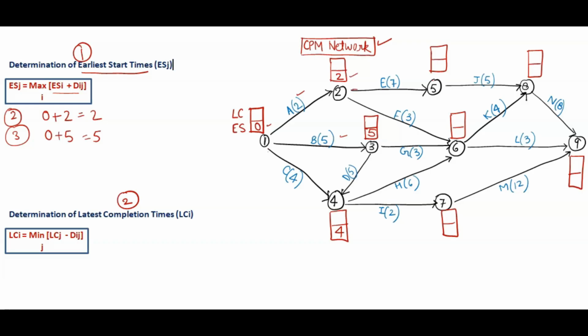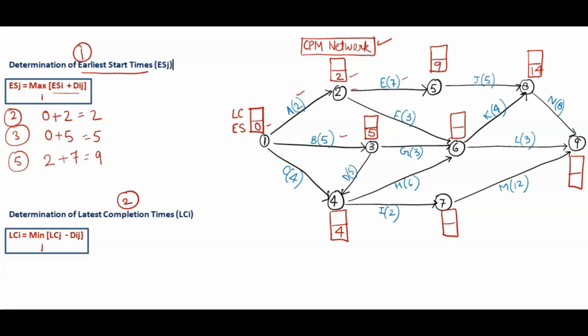For 2, ES is 2 and duration is 7. So 2 plus 7. For the fifth node, earliest start time is 2 plus duration 7. That makes it 9. So here we will write 9. Like this we have to find out. From 5 to 8 when we go, for fifth, ES is 9. 9 plus 5 is 14. 14 will come here.